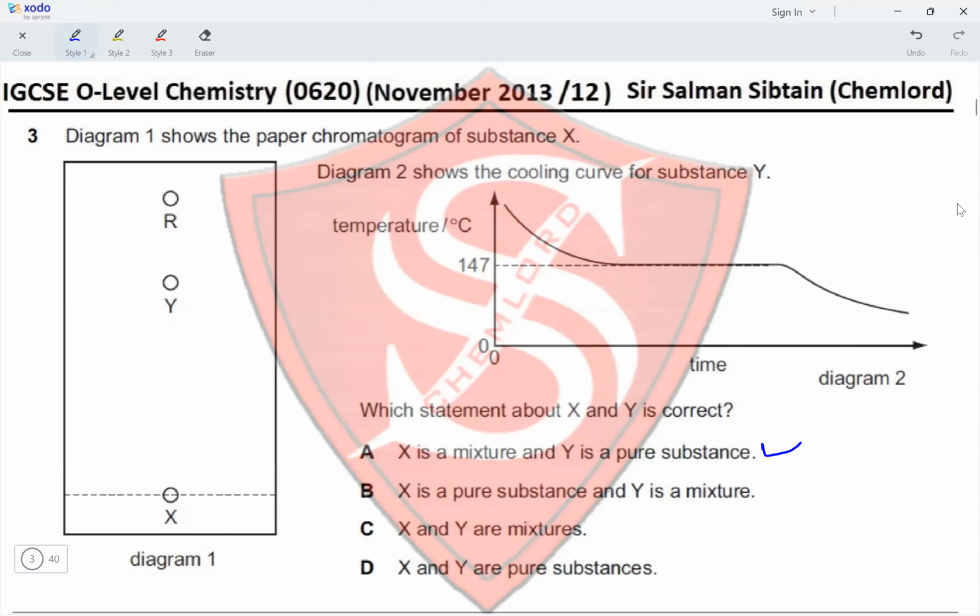Next, X is a pure substance. No, X is a mixture. And Y is a mixture. No, both statements are incorrect. X and Y are mixtures. Y is not a mixture. X is a mixture. X and Y are pure substances. X is not a pure substance. Y is a pure substance. So this makes option A the correct option for this question.